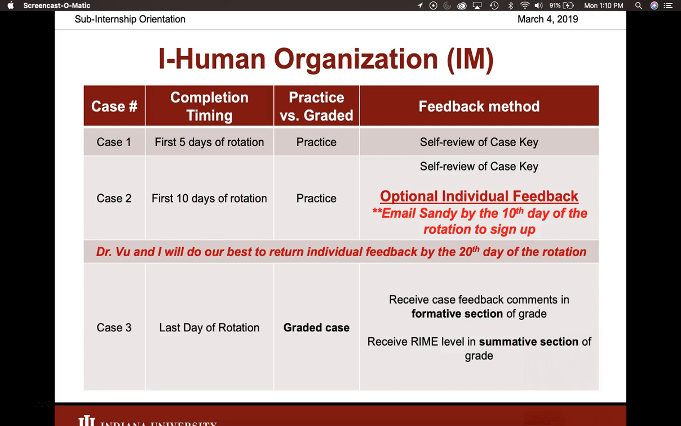From this case, you'll receive case feedback through comments that will be in the formative section of your grade, and you'll receive RIME level feedback in the summative section of your grade. In other words, the summative section will state what RIME level you achieved on this iHuman simulation.